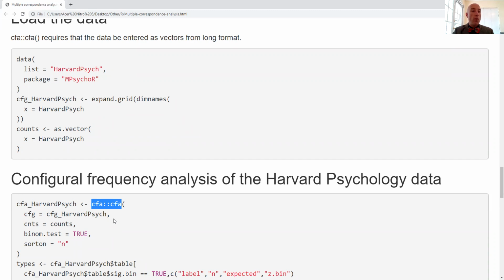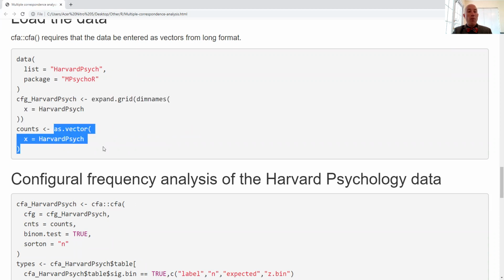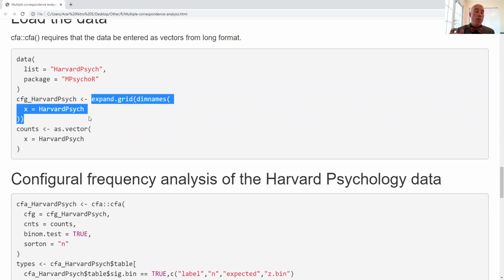Okay, so what we're going to do, I'm going to hit expand grid here, and then I'm going to grab the actual counts themselves. So here, this is the raw data from the document term matrix converted to a vector. This will be a vector equal to the number of rows times the number of columns. And here, this is all the possible combinations of psychology professor and research term.